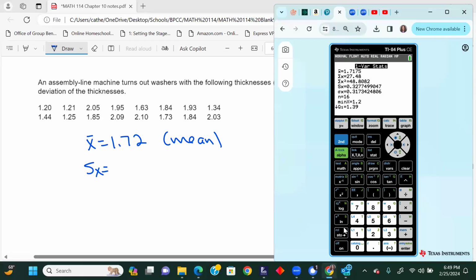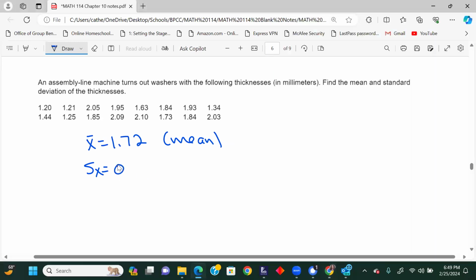The standard deviation is going to be S of x. Let's pull that back up. I'm going to go 2 decimal places. So 0.33. They usually want either 1 or 2 with these as far as decimal places.